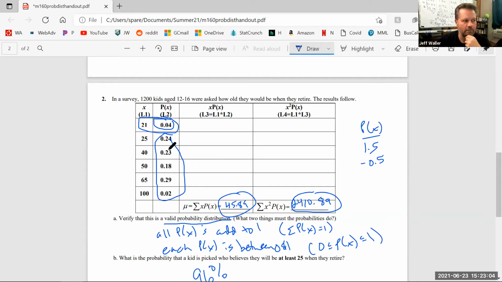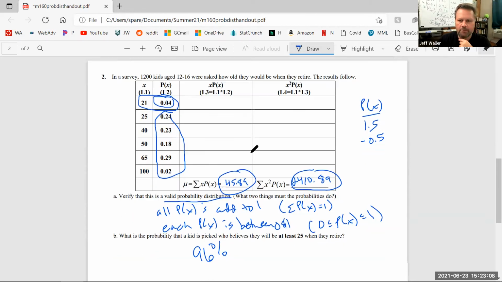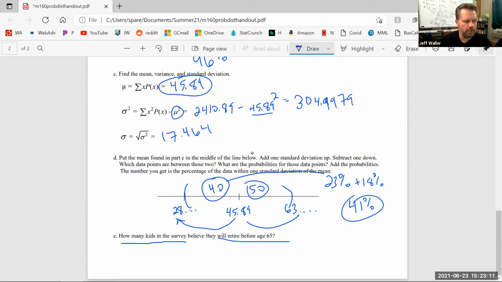69%. Good. If you add all these up, or if you do 1 minus 31%, you get 69%. So then you do 69% of 1,200. And you get 828. Sweet. 828 kids think they'll retire before age 65. Of course, retirement age will probably be 70, 75 by the time they get up there.